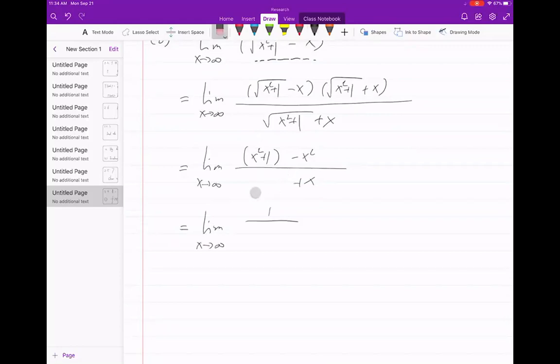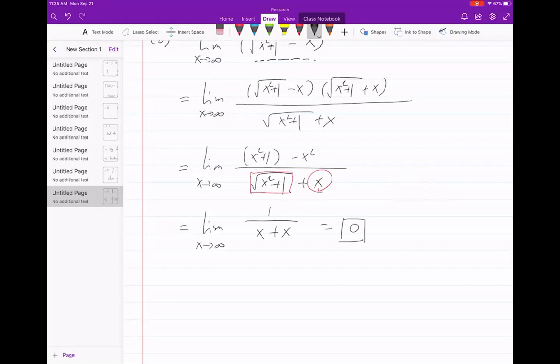The leading term on the bottom, what is it? Well, this term gives you x. This term gives you square root of x squared, which is also x. It's positive infinity, so we don't have to put a negative sign here. Still okay? Together, this is roughly x plus x. The answer is 0. Sounds good?